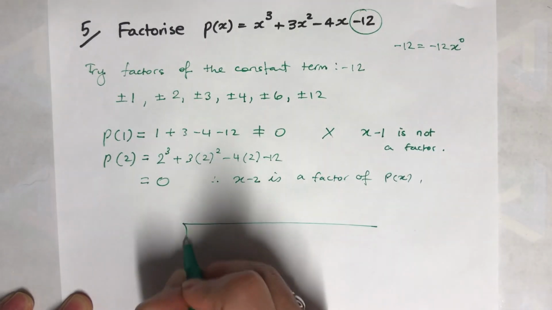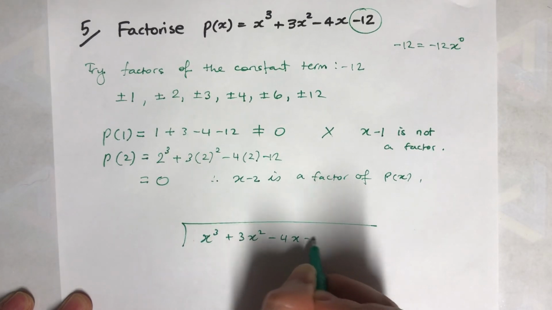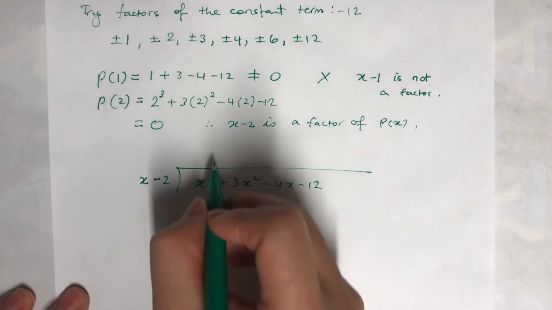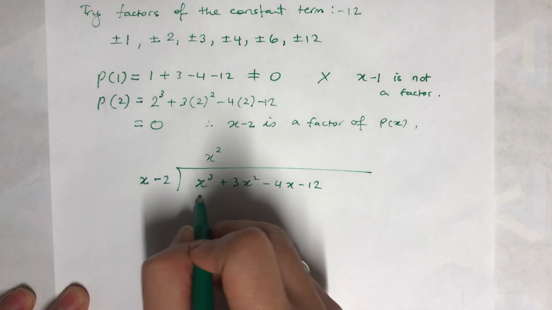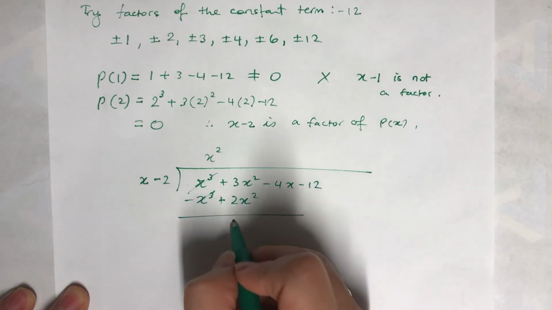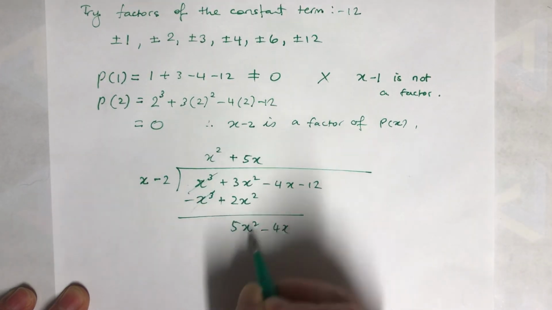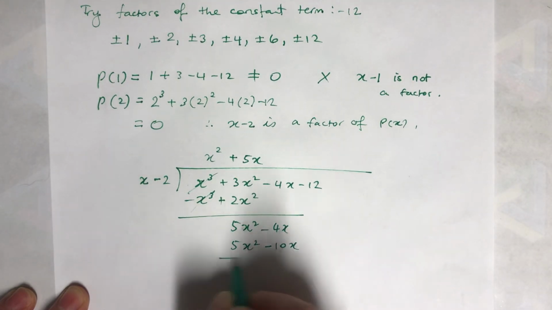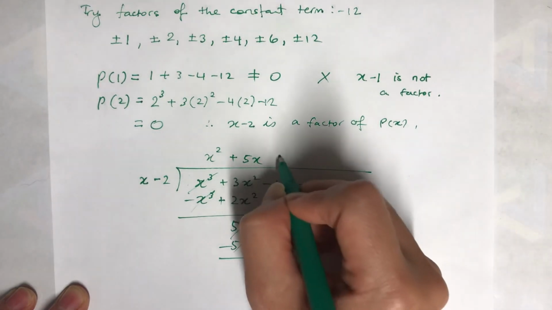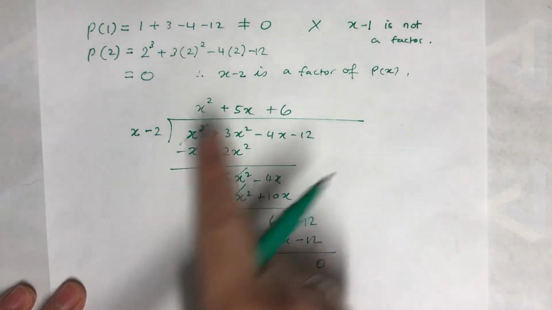Now we can do the division since we got the factor. So I'll go x cubed plus 3x squared minus 4x minus 12 divided by x minus 2. All right, so x squared will give me x cubed minus 2x squared, cancel, 5x squared, the next one coming down, plus 5x squared minus 10x, cancel, 6x, down minus 12, plus 6. Excellent. So that's 0.